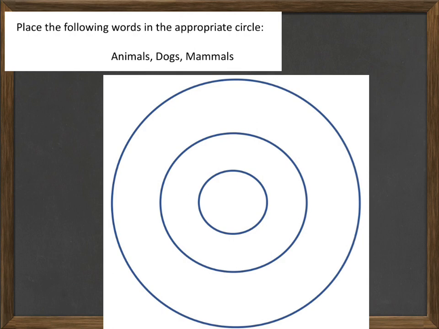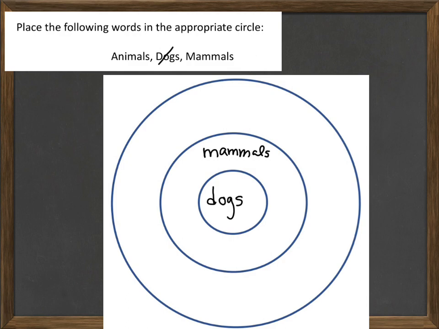Okay, so what this diagram is saying is that this small circle is entirely contained in this larger circle. So the most specific of these words should go in the smallest circle. So the most specific is dogs. All dogs are types of mammals, right? They're warm-blooded animals.